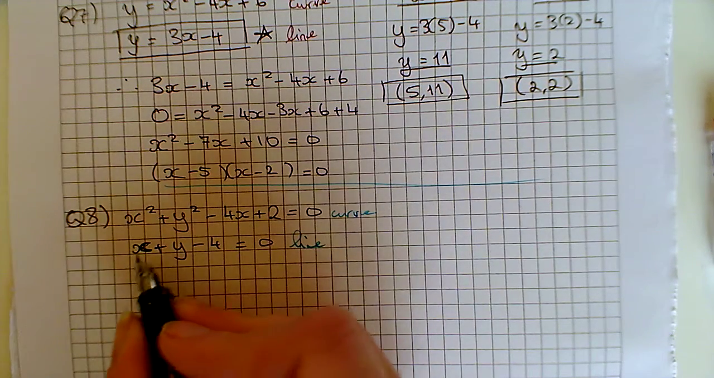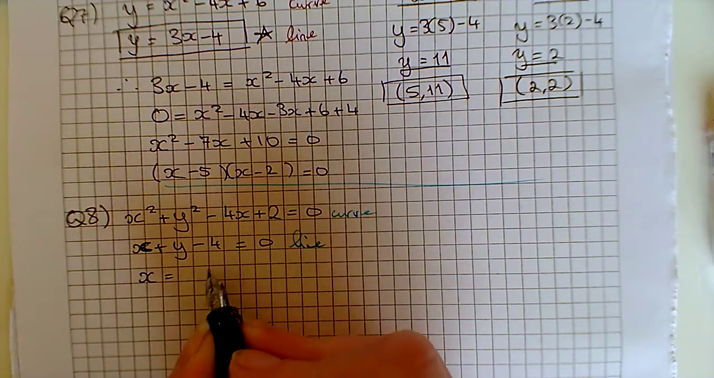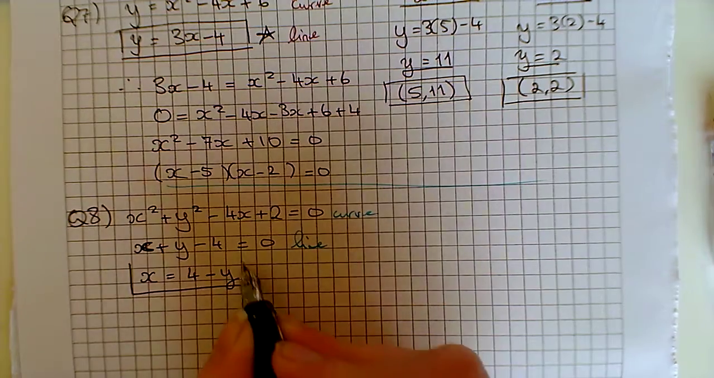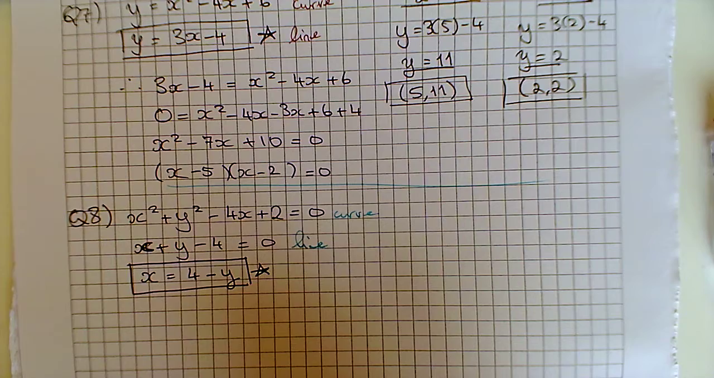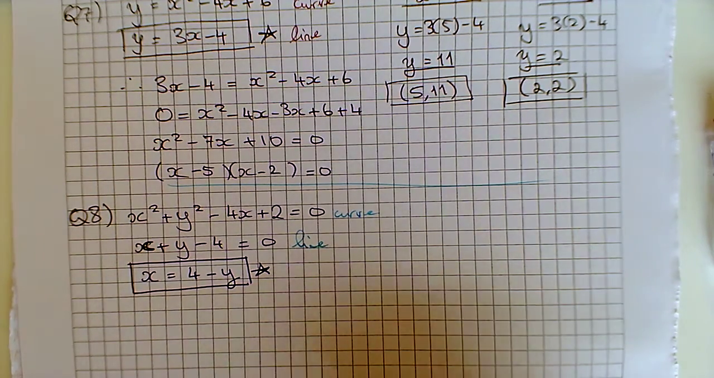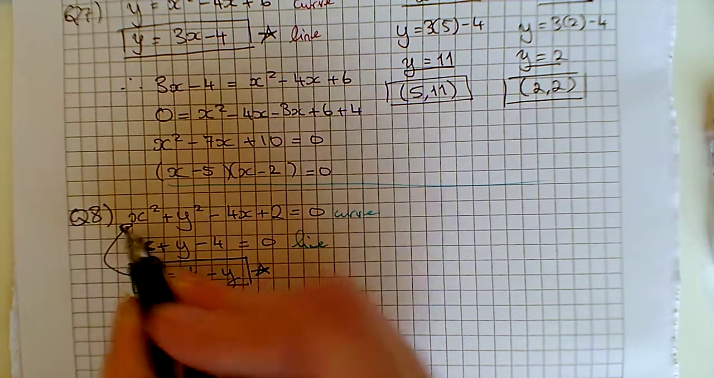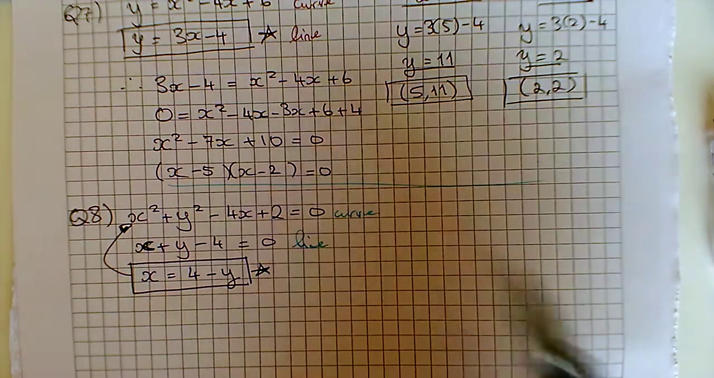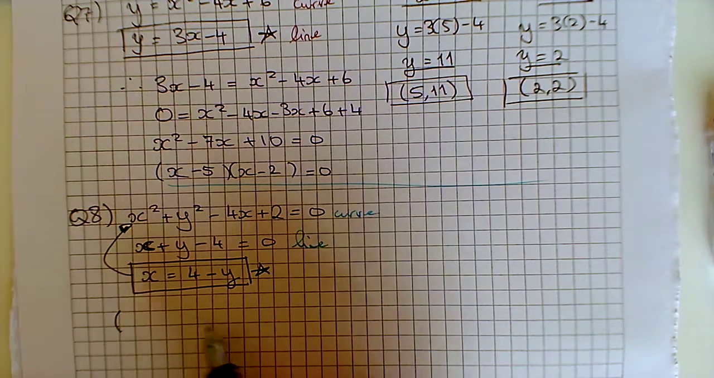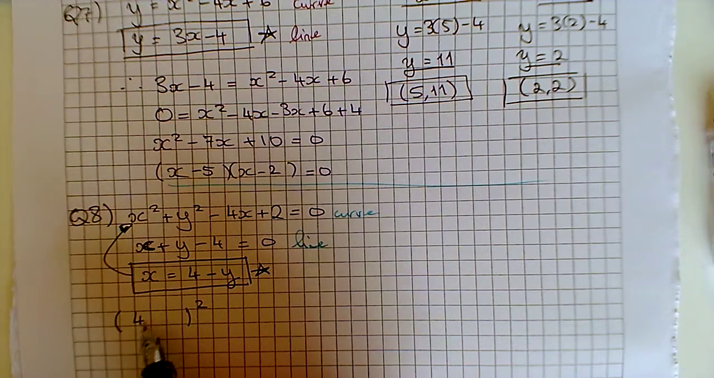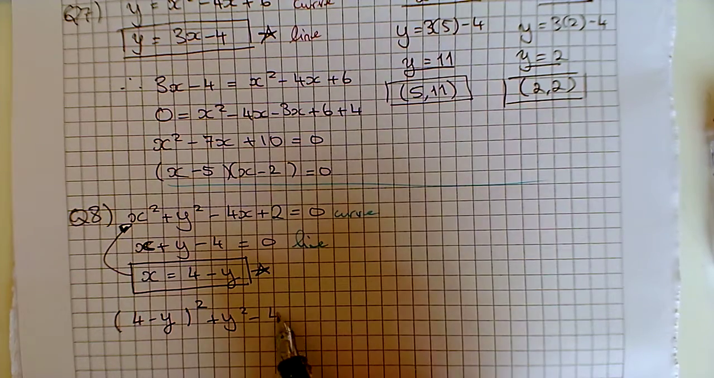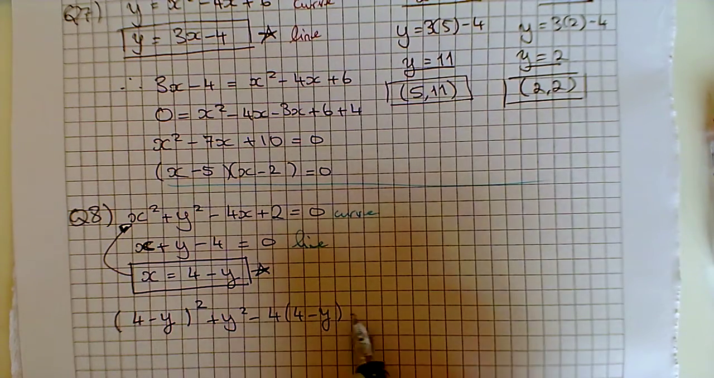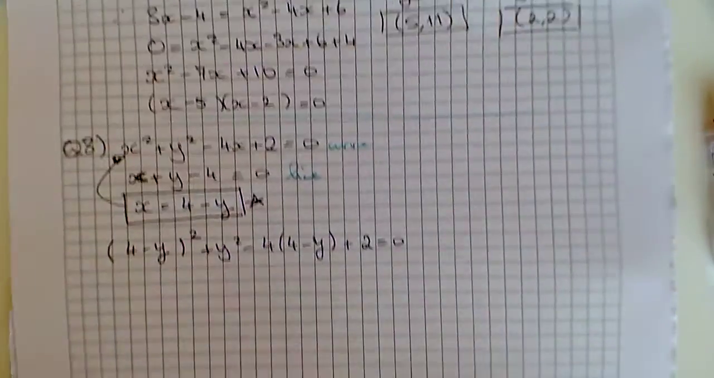Just because x comes first, I'll write x equals 4 minus y, when it comes over. I think this is the first one where we've had a minus in front of the x or the y in our star equation. I'm substituting then into here, replacing x. Might have been easier to replace y, it doesn't really matter. Replacing x, so instead of x squared, I will have (4 minus y) squared, plus y squared minus 4 by (4 minus y), plus 2 equal to 0.